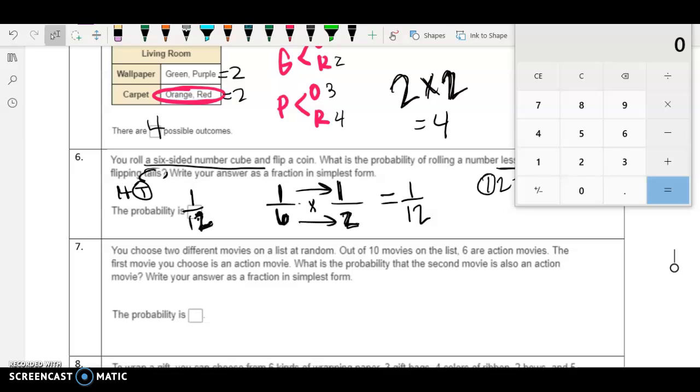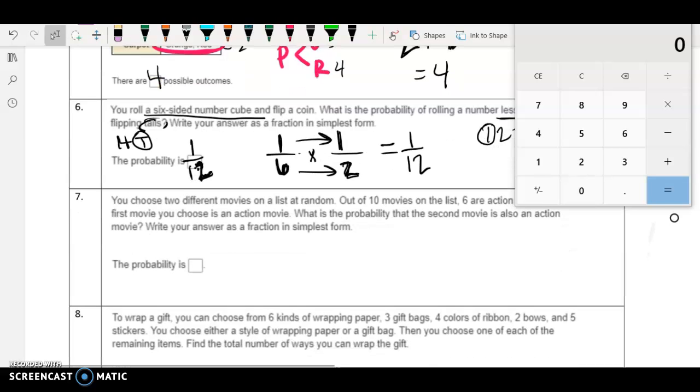You choose 2 different movies on a list. Out of 10 movies on the list, 6 are action films. The first movie you choose is an action film. What's the probability that the second movie is also an action film? And you're going to write this as a fraction. So I'm going to draw this out because I think it's easier to see. So I have 10 movies and 6 are action. So I'm going to put A for action movie. And then the rest are just movies.